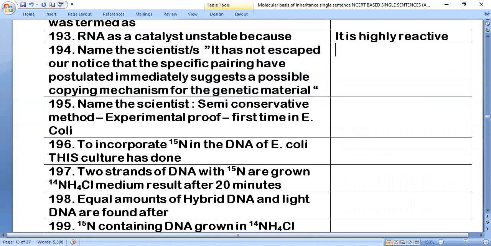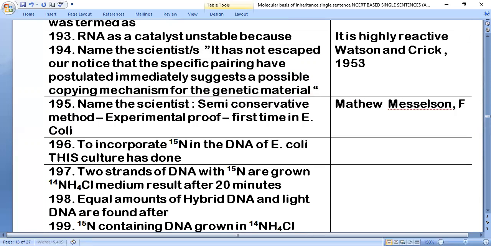Name the scientists who said: it has not escaped our notice that the specific pairing we have postulated immediately suggests a possible copying mechanism for the genetic material. Watson and Crick, in 1953. Name the scientists who gave the first experimental proof of the semi-conservative method in Escherichia coli: Matthew Meselson and Franklin Stahl.